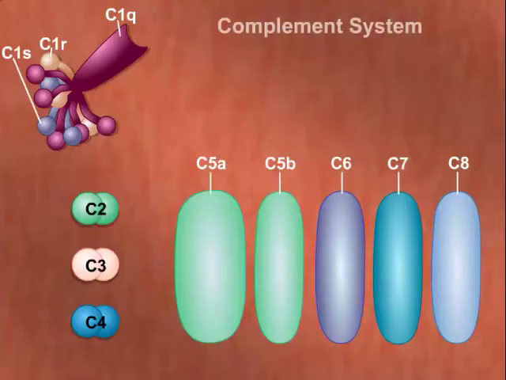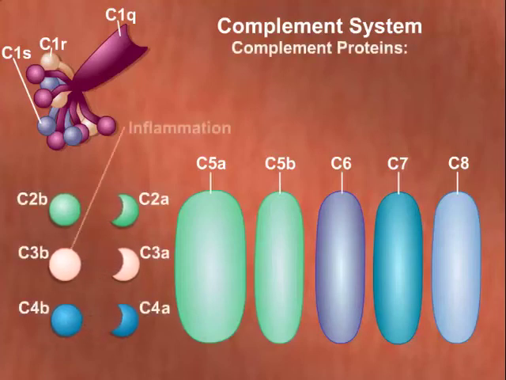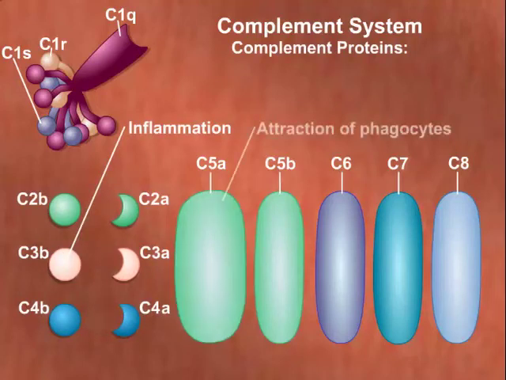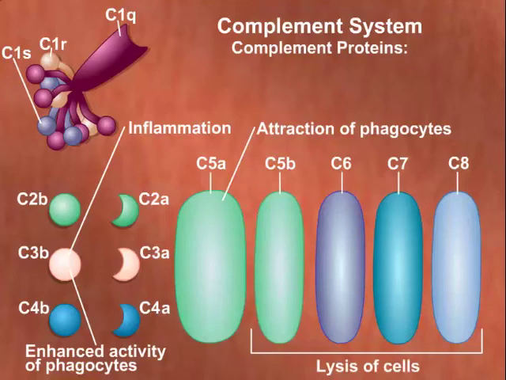The complement system consists of a group of over 30 serum proteins that play an important role in both innate and adaptive immunity. Complement proteins participate in host defense processes such as inflammation, attraction of phagocytes to an infected area, enhanced effectiveness of phagocytes, and lysis of cells. Complement proteins are activated by a cascading mechanism.